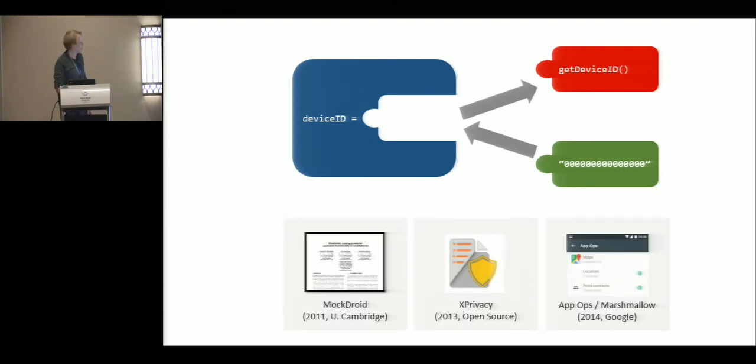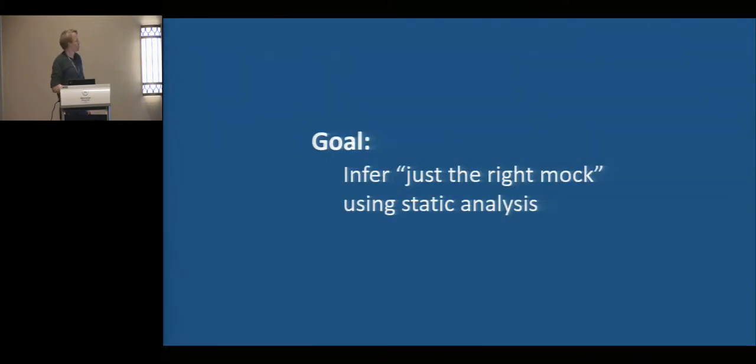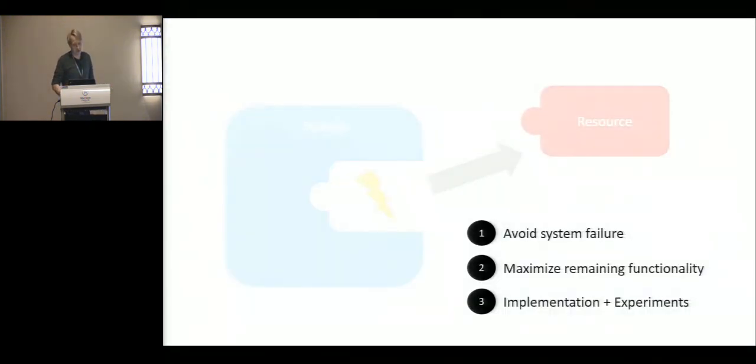There has been a ShamDroid paper by systems people from University of Cambridge, then a very popular open source tool implementing this. And Google also has played around with this idea recently. However, this doesn't work. In many situations, a fixed mock value will not keep my application running, and we will see examples of this throughout the presentation. So the goal of our work is, can we use static analysis to infer just the right mock value to keep the application running?